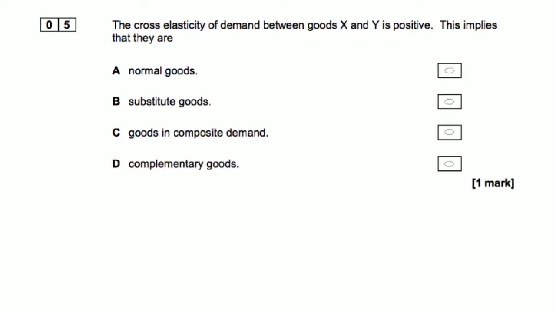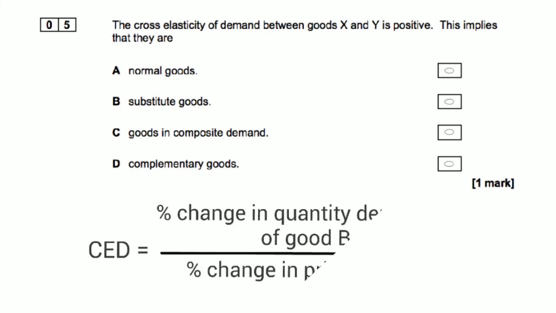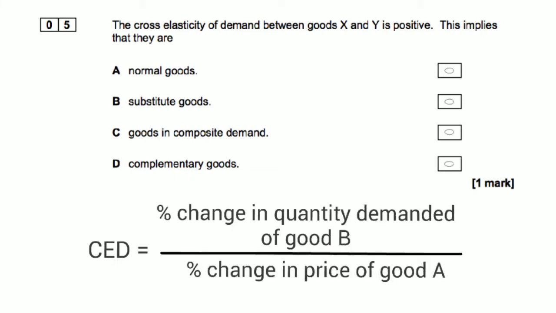This brings us on to the last question in this video, which is question 5. The cross-elasticity of demand between good X and good Y is positive. This implies that they are ... Cross-elasticity of demand is measured by the percentage change in quantity demanded of good B divided by the percentage change in the price of good A.